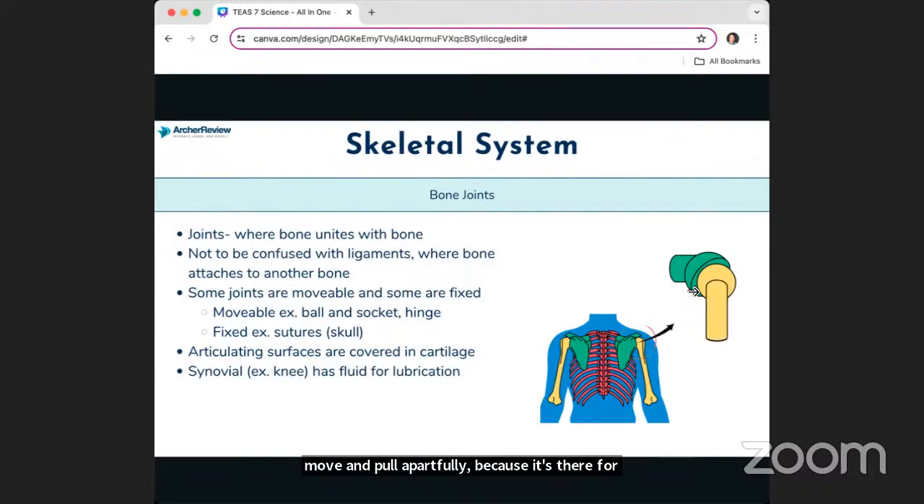They cannot be moved. You have articulating surfaces on the ends that are covered in cartilage to help reduce any friction that comes from being able to move around on one another. And you may even have some fluid in joints. This would be like the synovial joint. Your knee has fluid to help lubricate that joint too. So not only is there cartilage, but some joints also have fluid. Think of joints that are going to experience the most movement. We want to reduce that friction.